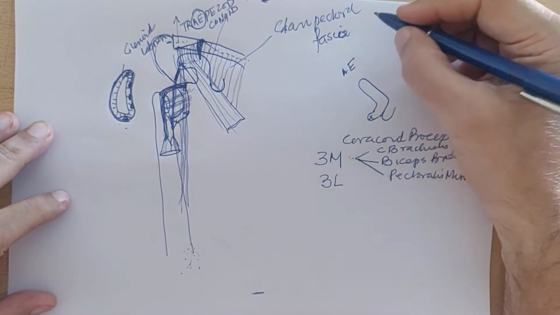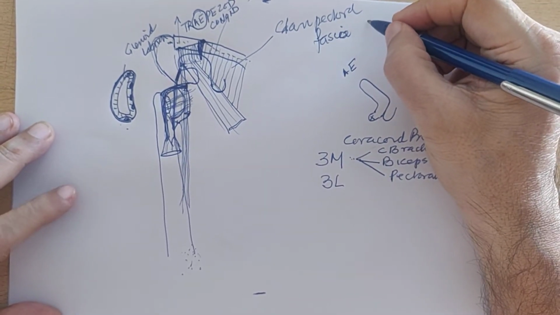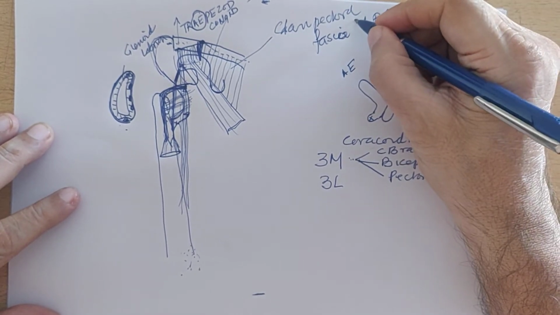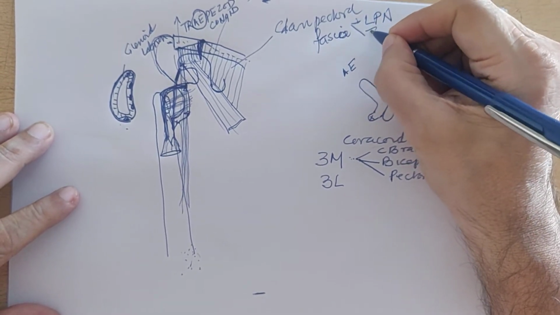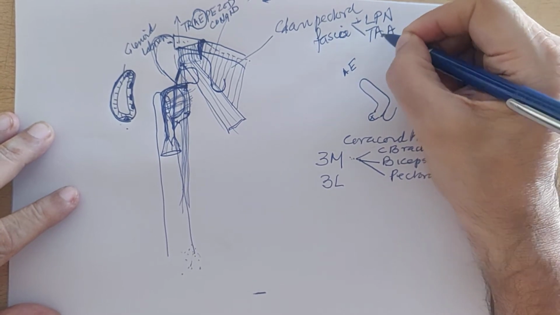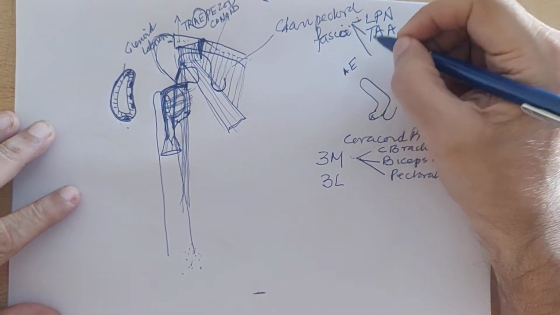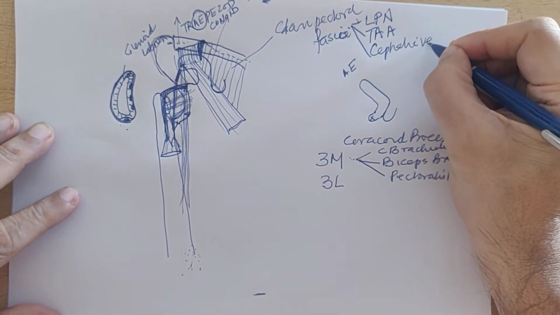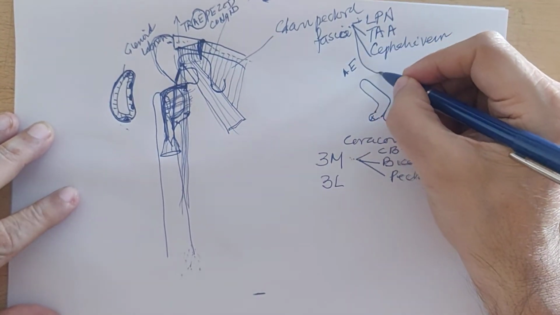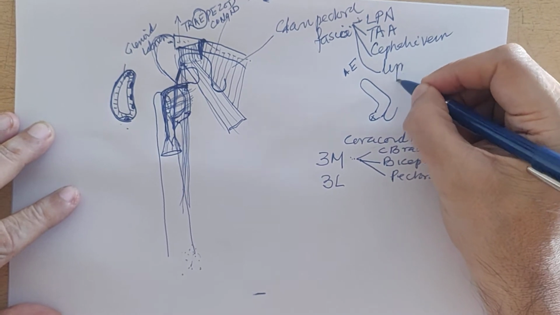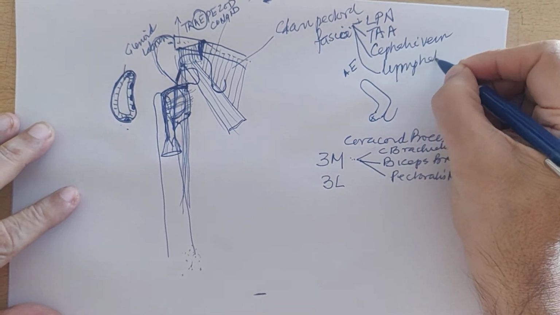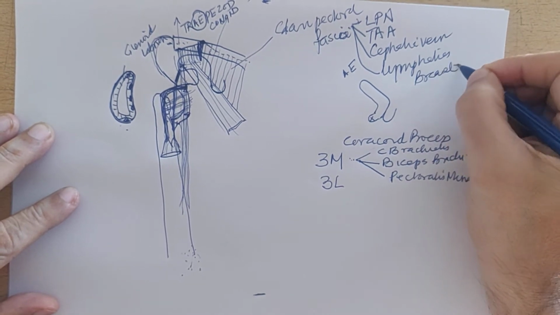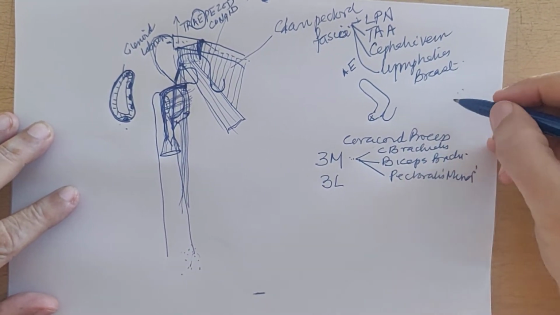Four structures pierce this clavipectoral fascia: the lateral pectoral nerve, the thoracoacromial artery, the cephalic vein, and lymphatics coming from the breast, the axillary tail of Spence.